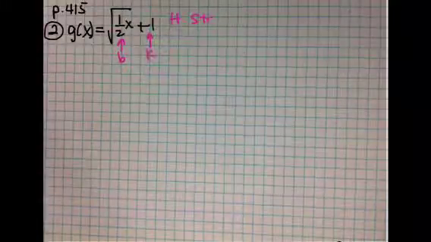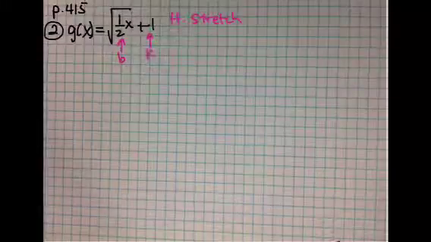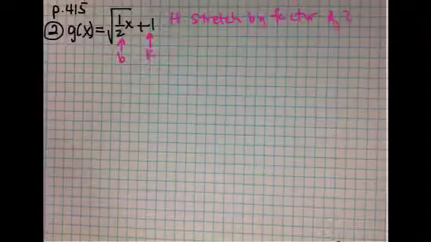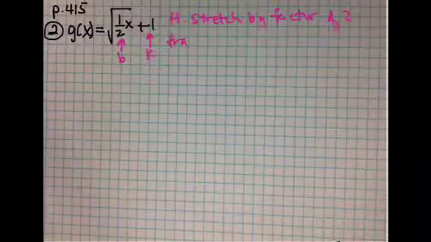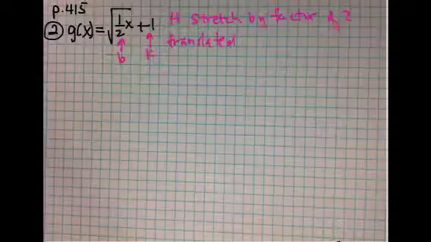Okay, for page 15, number 2 and 4, they just want you to describe the transformations from the parent function to this new one, g of x. So right here, this is b, and this is k. So I would say that this one has a horizontal stretch by a factor of 2. Because remember, you take the reciprocal of b. And then the plus 1 means that it translated 1 unit up.